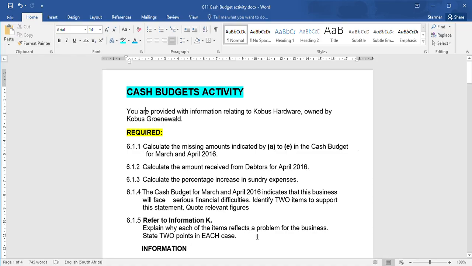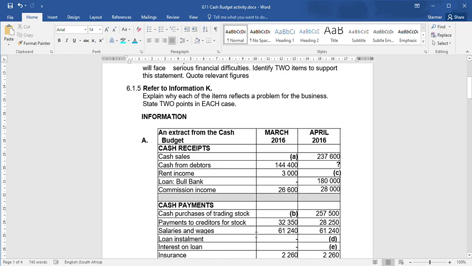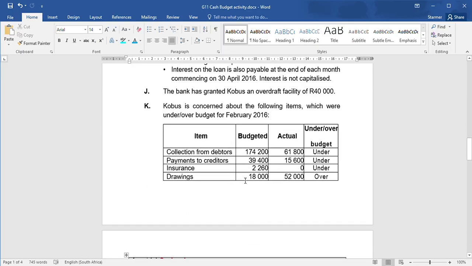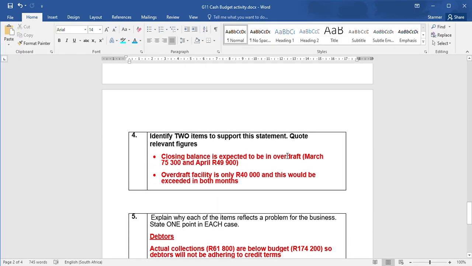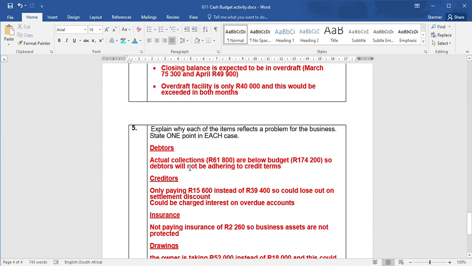Alright, and then the last question here asks you to refer to information K and explain why each item reflects a problem and 2 points in each case. Okay, so let's have a look at K now. Okay, so can you see here with K, alright, your budgeted collection was 174,200, you actually only collected 61,800. So actual creditors collections are 61,800, below 174,200. Okay, and then the second point is actually 1 point, sorry. So debtors are not adhering, they're not following the credit terms.